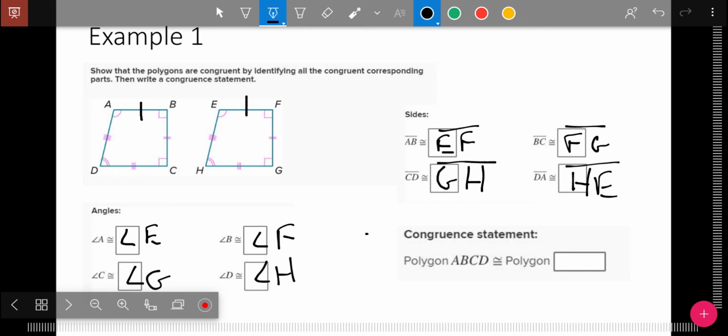Now, when I write this congruence statement, I have to put them in order. Because this one goes A, B, C, D, this one goes E, F, G, H, and that's because those are the parts that match up. You want to be careful with that, and I'll show you an example of what I mean by that next here.